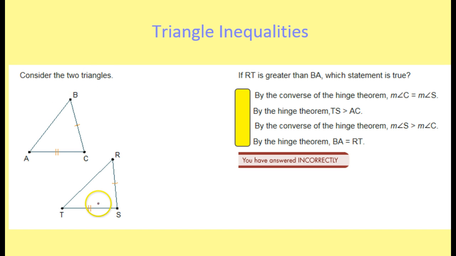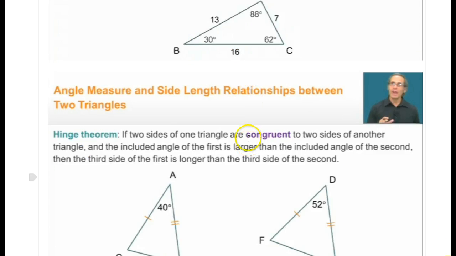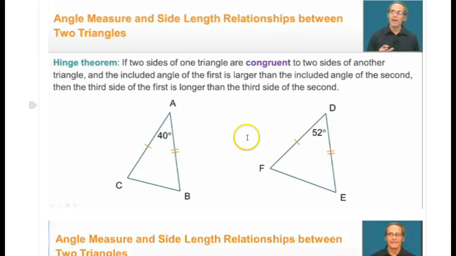Let's see, we have these two triangles. It looks like we're setting up to use something called the hinge theorem. Let me look at the notes here. The hinge theorem says that if you have two sides in one triangle that are congruent to two sides of another triangle, and the angle is bigger, then the opposite side will be bigger. So I see the 52 degrees is bigger than 40. That means FE would be bigger than CB. So that's called the hinge theorem.